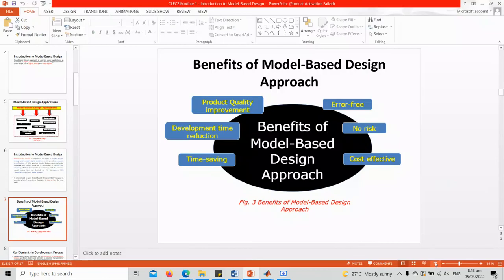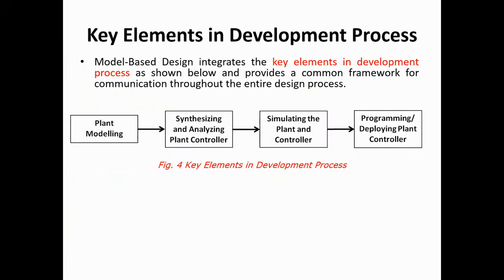Okay. These are basically the key elements in the development process. So we have four main processes that we need to consider as we do model-based design. You will create your own plant model, and then similar to Verilog and HDL, we do the synthesis, we do the analysis of the plant controller, and we do some simulations, of course, and we just deploy or program our plant controller.